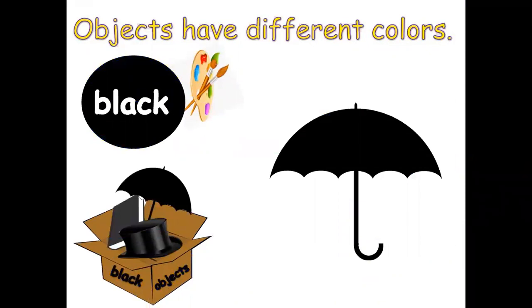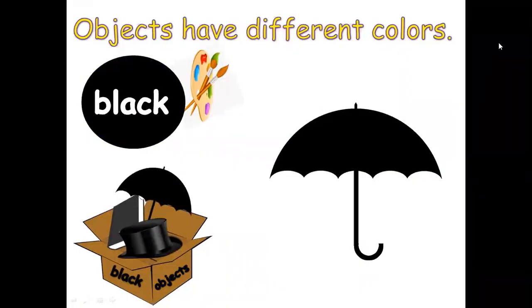Now what's this color? Black. Excellent. What's this? It's an umbrella. What color is it? It is black. Now what's this? It's a black umbrella. Repeat after me. Black. Black. Good job.